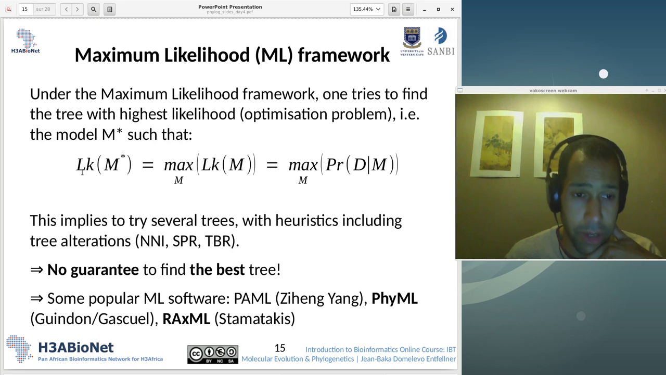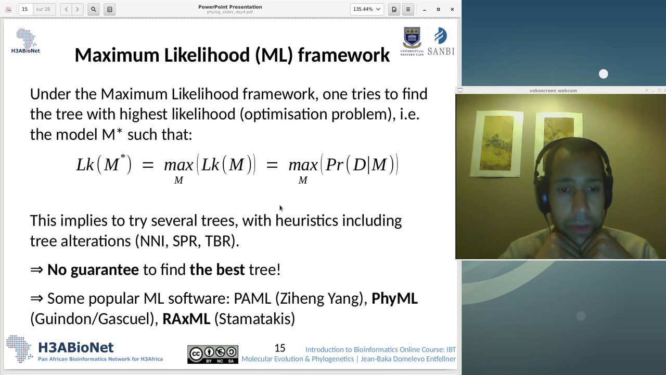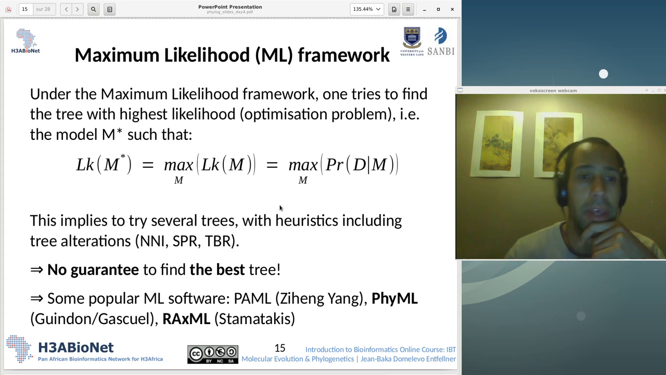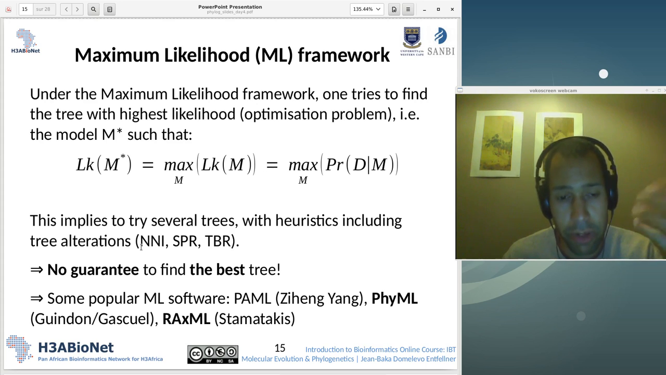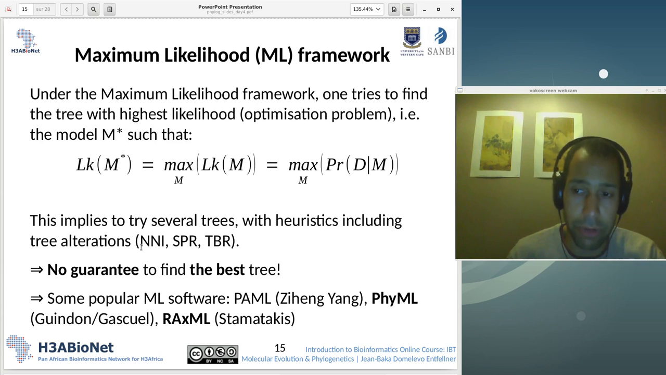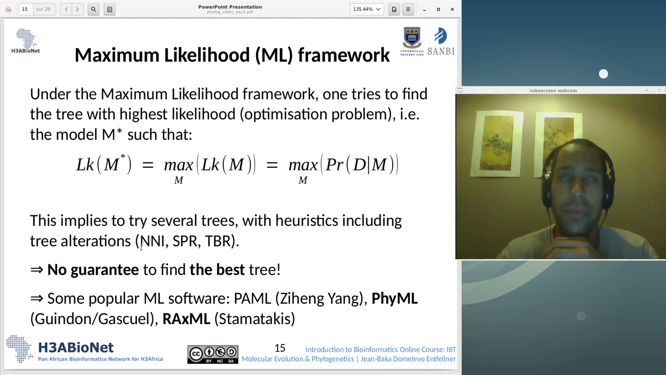So to find this maximum, to find this M star, it implies looking at several models M, so several trees. And this problem is an optimization problem over an infinite space, so that's why we are going to use tree alterations, NNI, SPR or TBR, to modify the topology and recalculate the likelihood, trying to find the best likelihood.